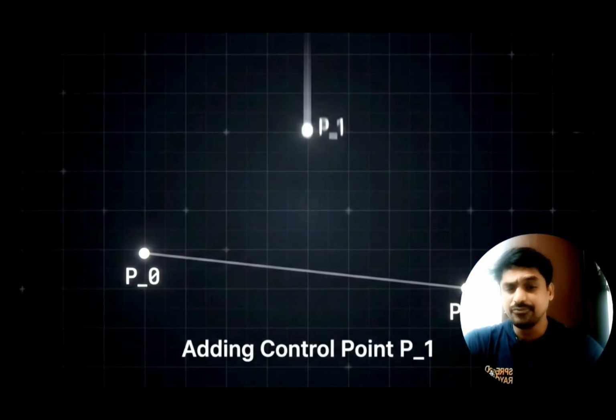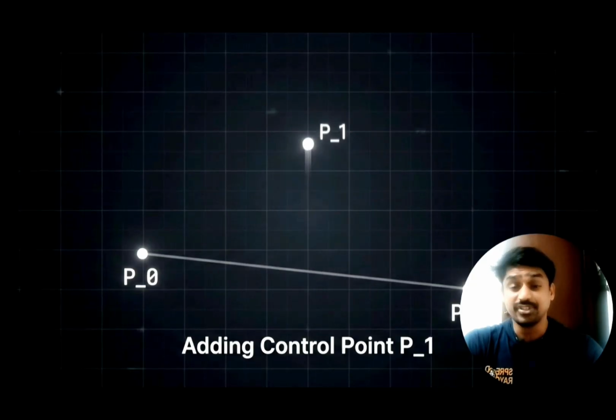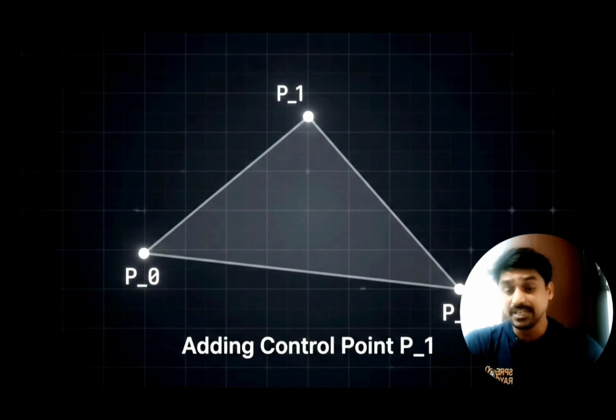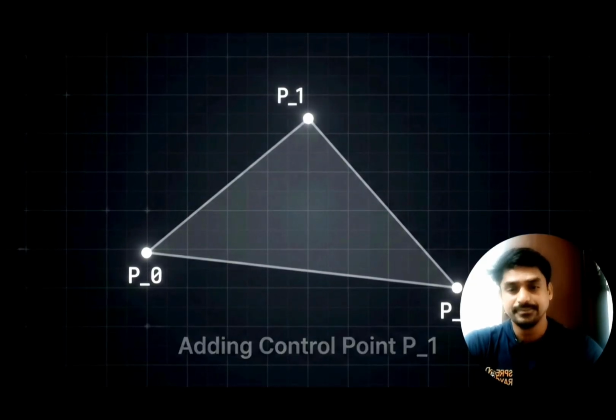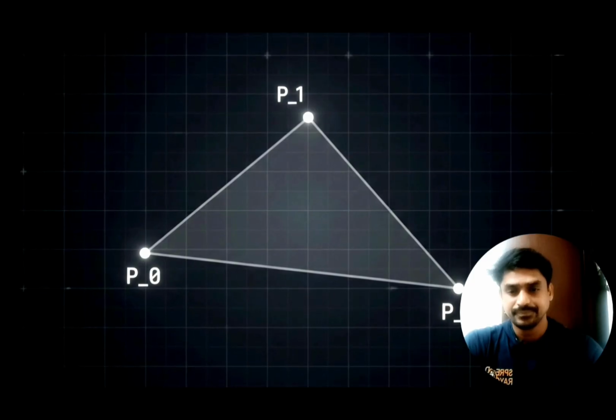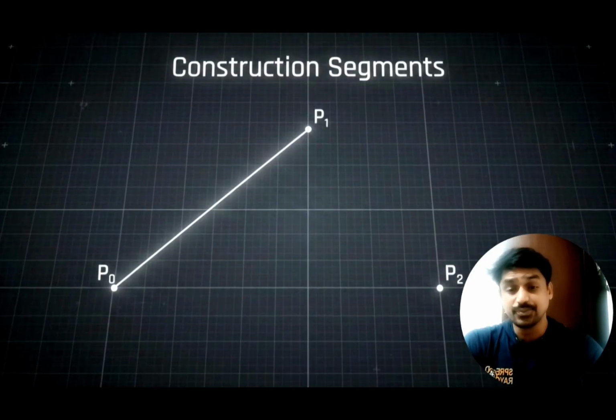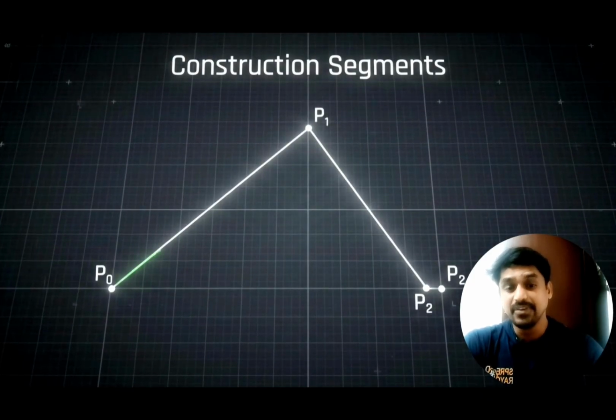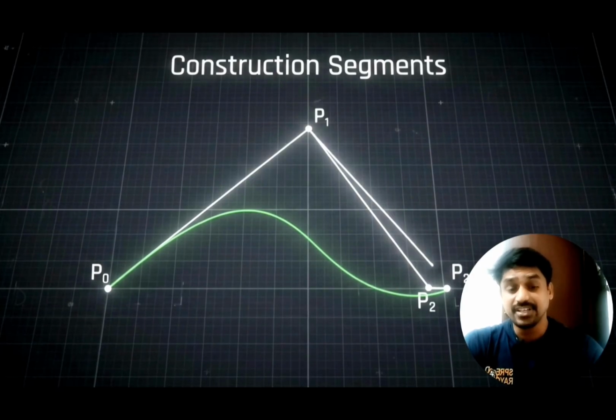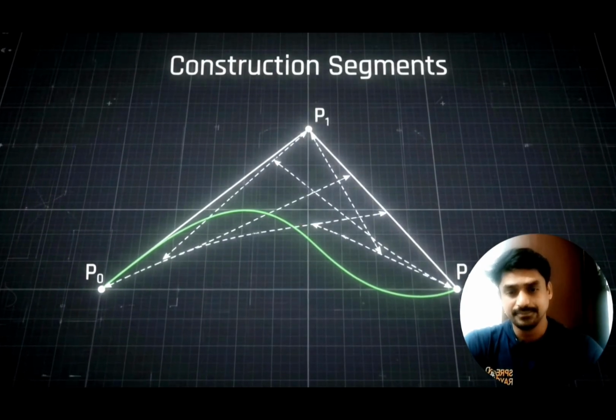Now what happens if we add a third point off to the side? This becomes our control point. The curve won't pass through P1. Instead, P1 exerts a gravitational pull on the line.